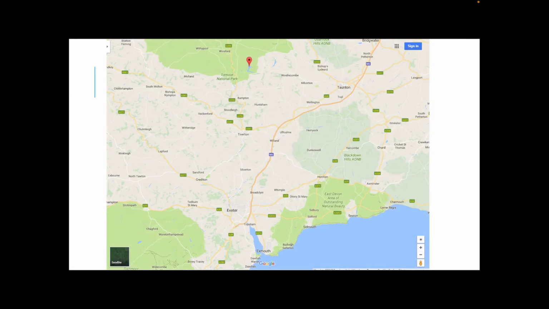In terms of where the Wimbleball Reservoir is, you can see it is up in the north, near the source of the river, but it is just on the edge of Exmoor National Park as well. And you can see it's above Tiverton and Exeter in terms of where it sits in the drainage basin, so it can be used to control the water flow down to these urban areas.